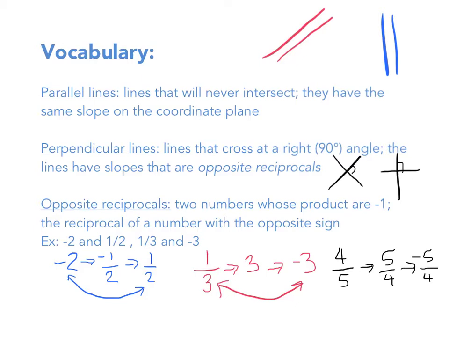-5/4. And what's most important about this is that you not only see that they're opposite reciprocals, but you understand why, and that their products are -1. So if you were to multiply -2 and 1/2, you'd get -1. 1/3 and -3, you'd get -1. Multiply 4/5 and -5/4, again, you'll get -1.